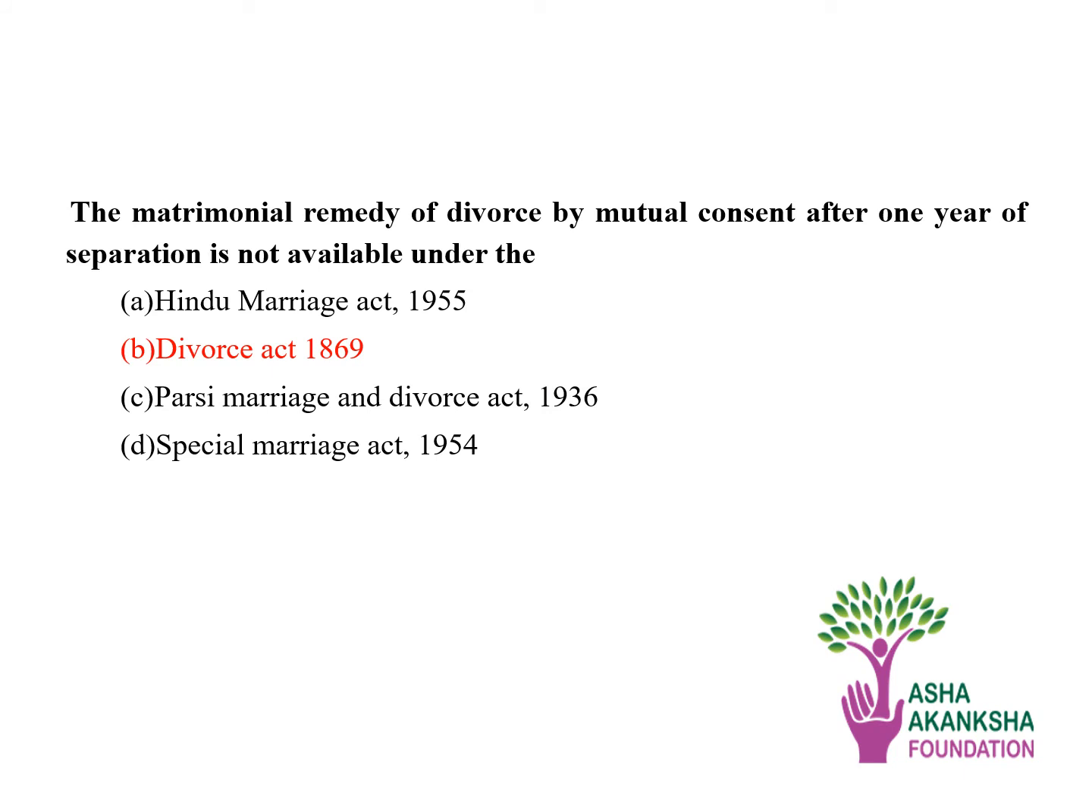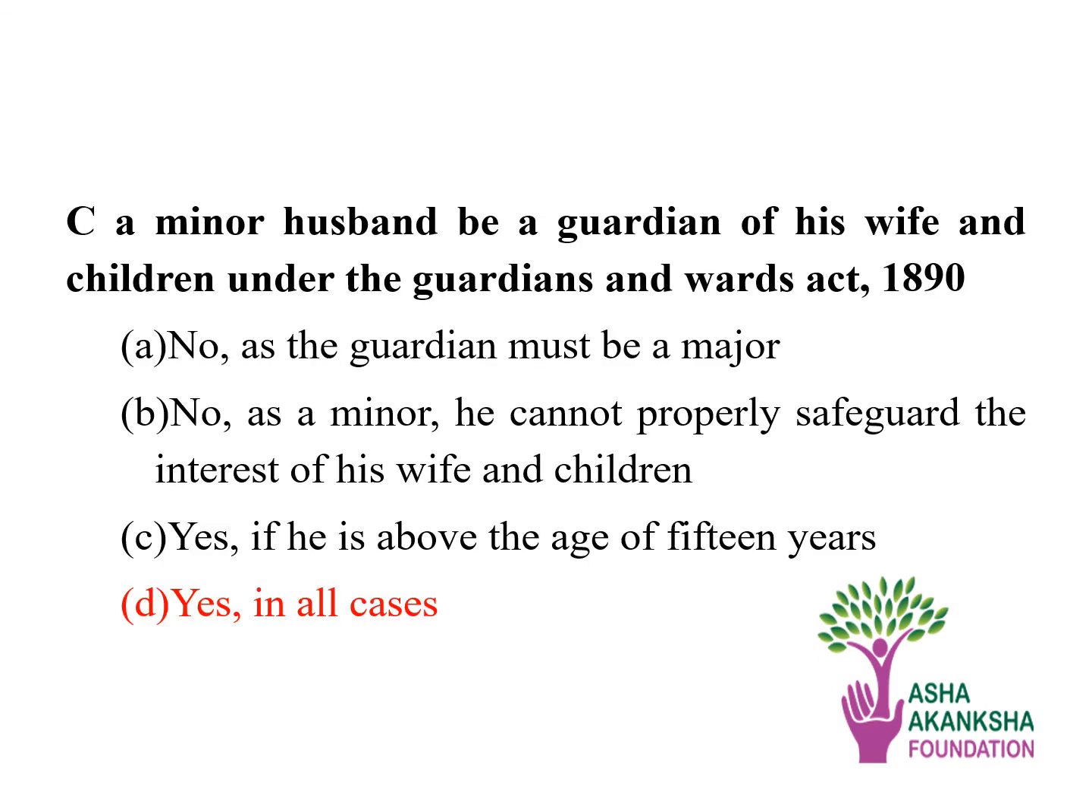The matrimonial remedy of divorce by mutual consent after 1 year of separation is not available under, the correct answer is Divorce Act 1869. Next question. Can a minor husband be a guardian of his wife and children under the Guardians and Wards Act 1890? So the correct answer is yes, and in all cases he will be the guardian.